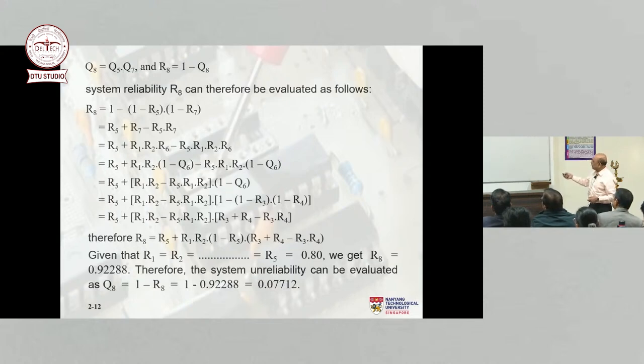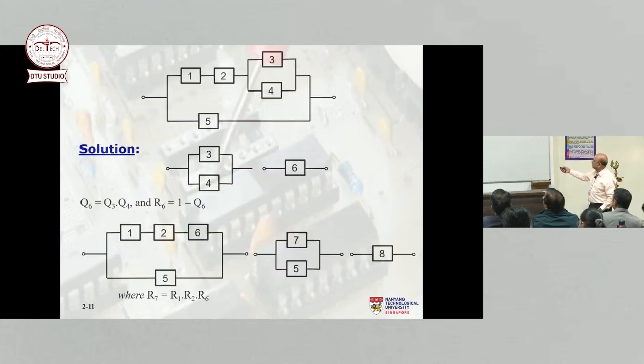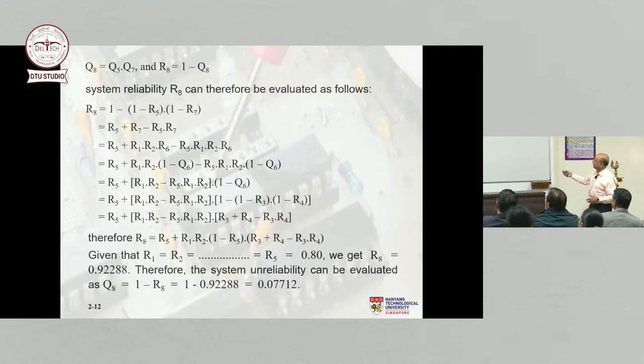The idea is to get everything in terms of R. That's why you see the simplification here, the R6, because 6 is not our component, right? Our components are 1, 2, 3, 4, 5. 6 is an equivalent component. 7 is an equivalent component. So ultimately, I want to put all the reliabilities of components 1 through 5 in the expression. That's the objective, which is why I'm doing all these simplifications.